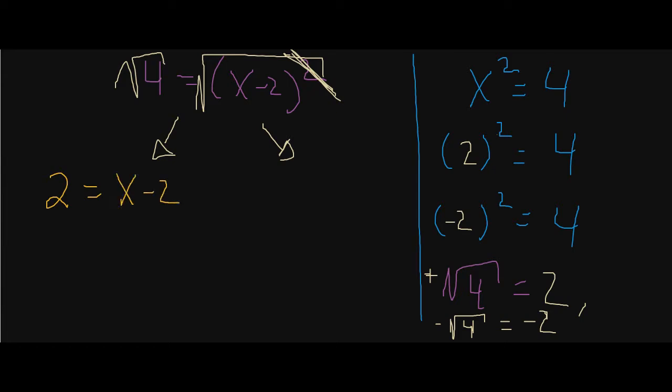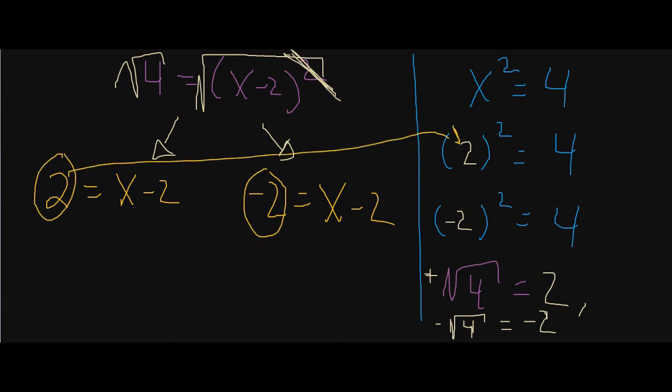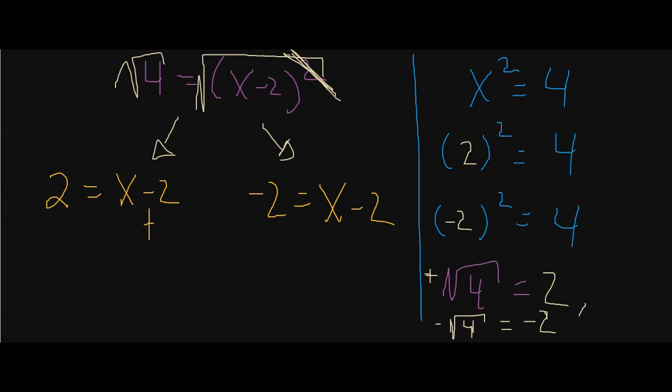And then kind of like what we talked over here, we're going to get negative 2 is equal to x minus 2. And the reason, again, why we get this negative 2 and 2 is because 2 squared is 4 and negative 2 squared is 4. So that's why we have two possible answers, and the square root just tells us that information. So what do we do to get rid of the minus 2? Well, we add 2 to both sides.